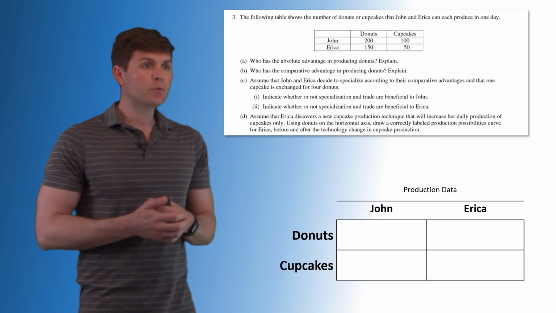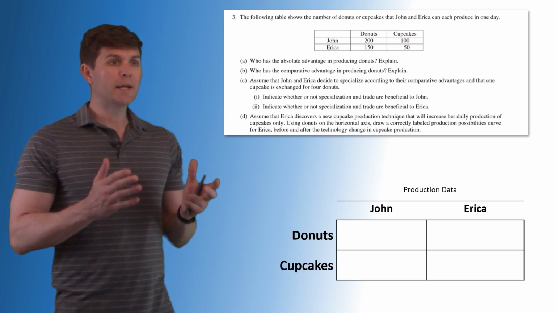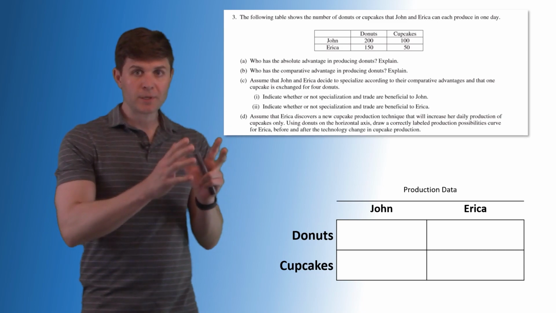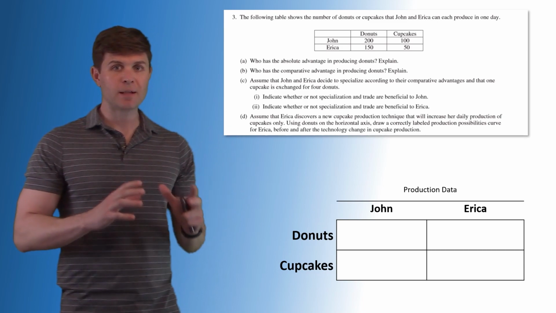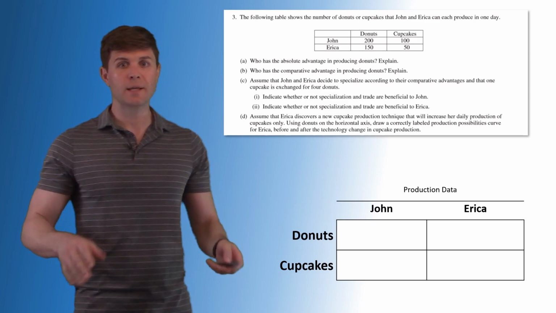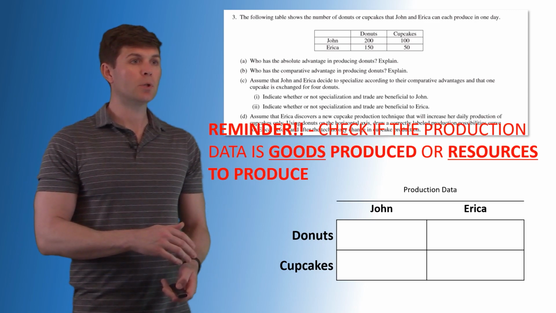So the following table shows the number of donuts or cupcakes that John and Erica can produce in one day. I'm going to use my method where I put it into a different table just to make sure that I follow everything appropriately. So I'm going to take the information from this table first thing and throw it into this model below.